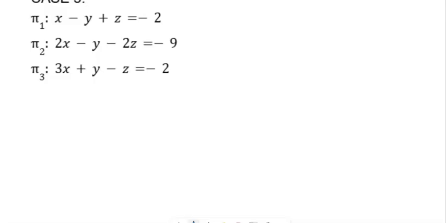Okay, so first, again, I'm just going to quickly look. 1, -1, 1, -2, 2, -1, -2, -9. Okay, that's definitely not coincident because no multiple there. And 3, 1, -1, -2. Okay, that's also not. So here I'm probably going to have an intersection of some type. Okay, so let's set up the matrix to represent these points.